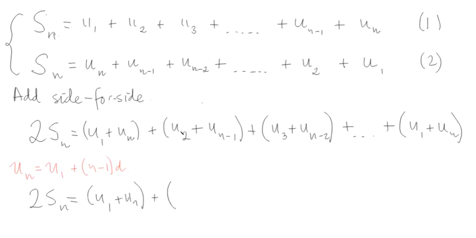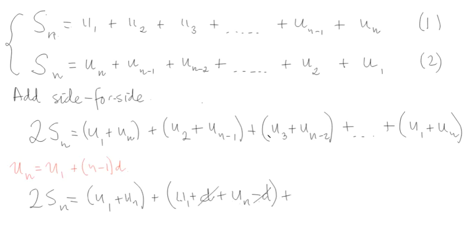I can express u2 as u1 plus, n here is 2, so n minus 1 is 1 lot of d, which is d, plus the n minus 1th term, which is the nth term, subtract 1 lot of d. So what do we have here? We have a u1 plus a un.